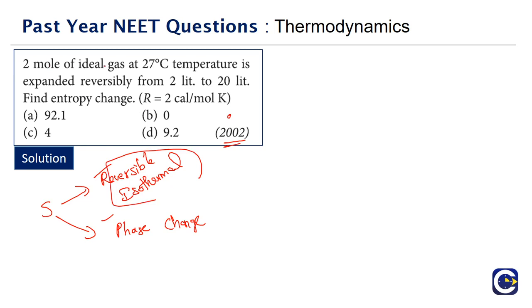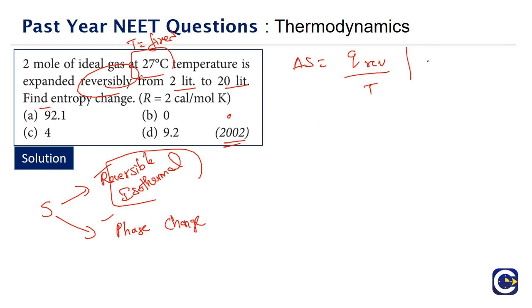Look at it. 2 moles of an ideal gas at 27 degrees centigrade is expanding reversibly from 2 liters to 20 liters. This means a constant temperature, so it is isothermal and reversible. Find the entropy change. The entropy change of a reversible process is the Q involved in the reversible process divided by the corresponding temperature.